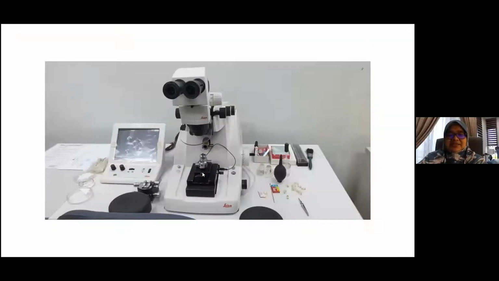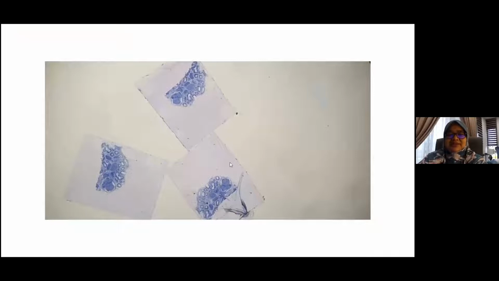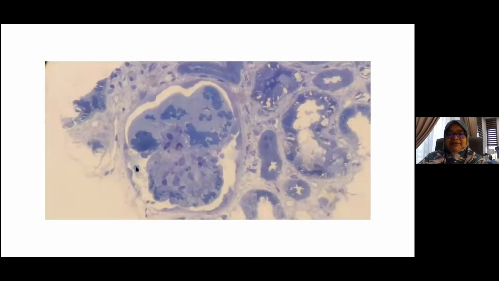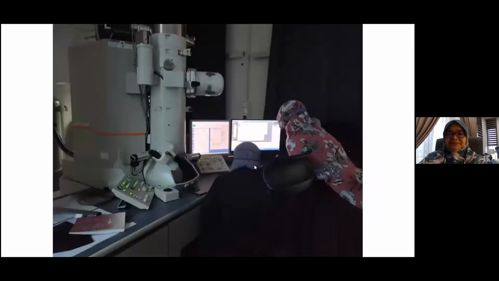And this is the ultra thin section where we will section again under the microscope. And these are the semi-thins I was telling you earlier. So there's a few levels, making sure that we have the area of interest, in this case, glom. This is a higher power view of a glom of another case.